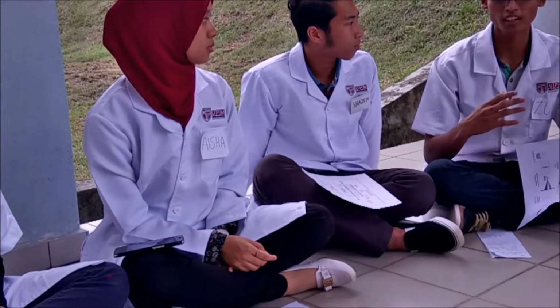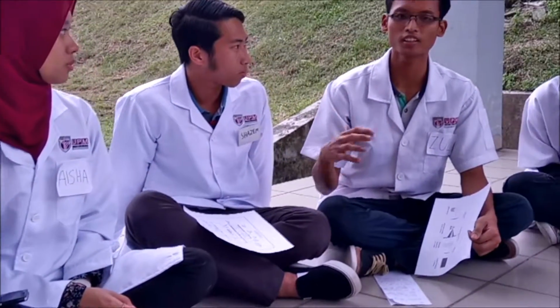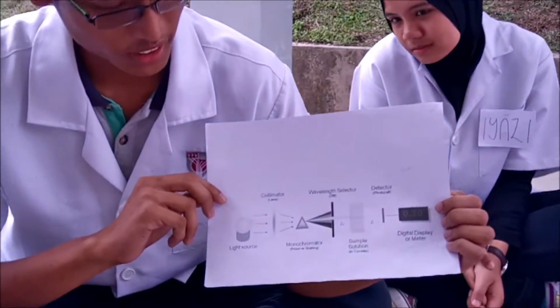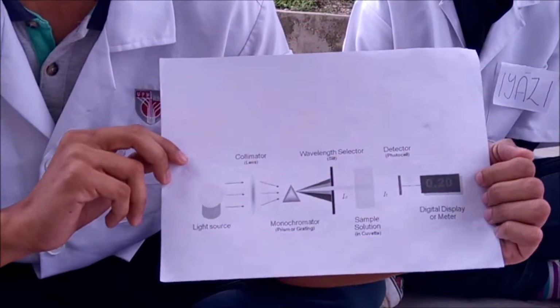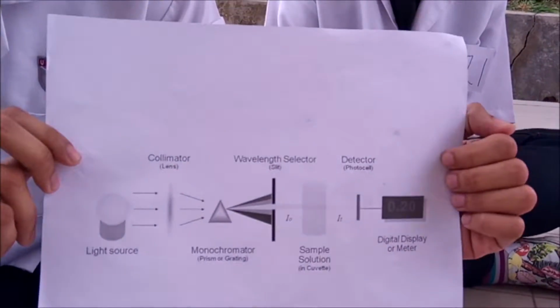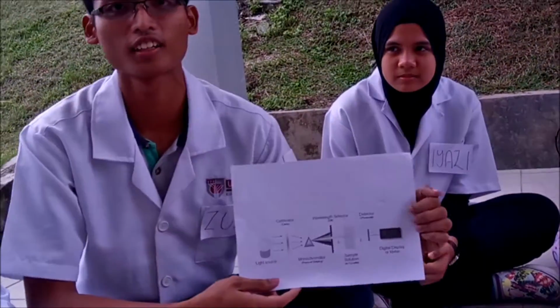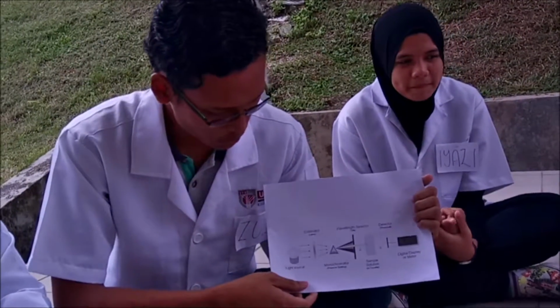So, while Shazim has explained the external structure of this spectrophotometer, my part will be the internal structures. So, here's the diagram. Obviously, this is one of the simplest diagrams because the internal structure is quite complex. So, an overview of this structure.